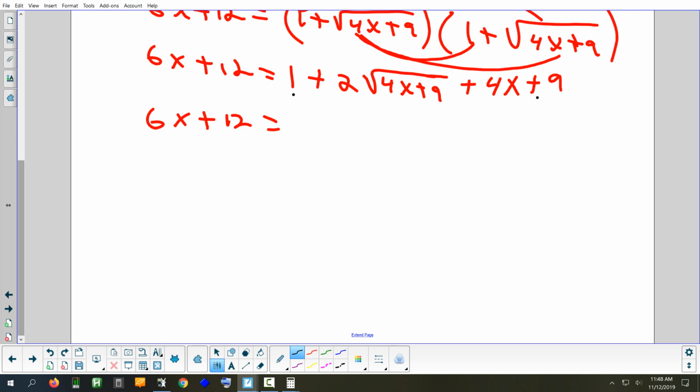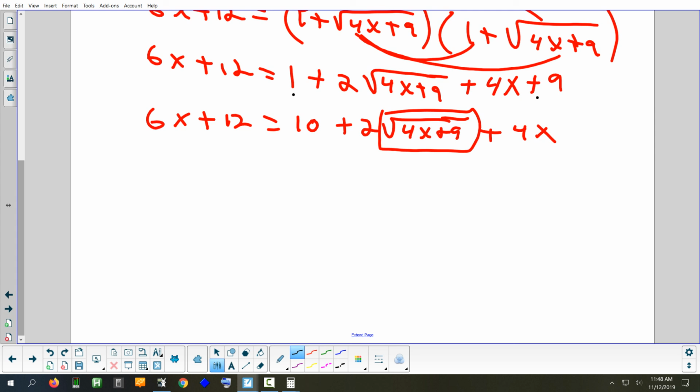What's 1 plus 9? 10. Plus this term, plus this term. Now, we're going to do the same thing again. Get this square root by itself, and then we're going to square both sides. What's one thing I could move to the other side to start to get this by itself? It's 3 things I have to move, but let's do one at a time. 10. Yep, how would you move the 10? Minus 10. All right, we'll do that.